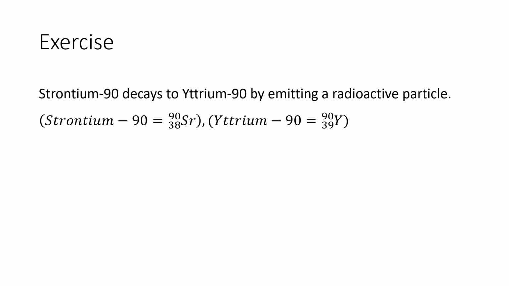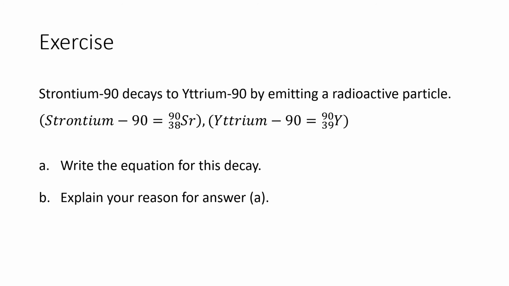So, in order to ensure that you focus and understand today's lesson and also are able to achieve today's learning standard, here I have prepared an exercise for you to try. The situation is strontium-90 decays to yttrium-90 by emitting a radioactive particle. The symbols of strontium-90 and yttrium-90 are given. So the questions are: first, write the equation for this decay. Second, explain your reason for answer A.